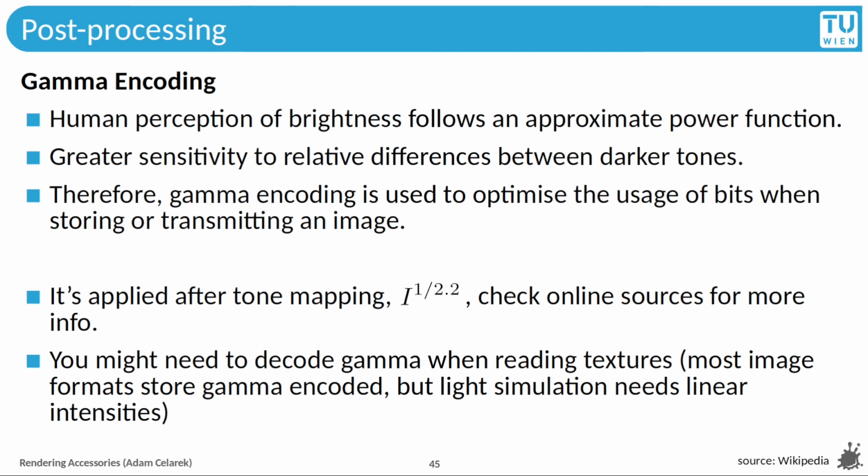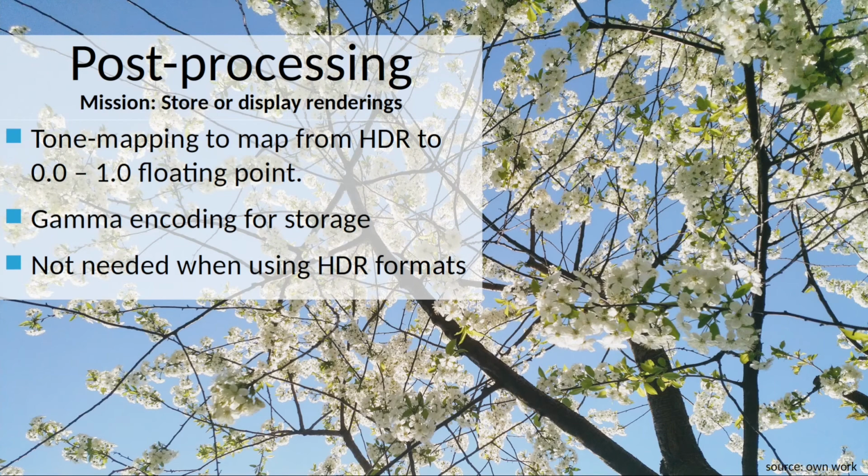Check online resources for more information. You might need to decode gamma when reading textures. Most image formats store gamma encoded, but light simulation needs linear intensities. Okay, to sum up, tone mapping is used to map from HDR, which we used during the simulation, to a 0 to 1 floating point format, and gamma encoding is used for storage. All of that is not needed when we use HDR formats, like 16 or 32 bits per color channel.